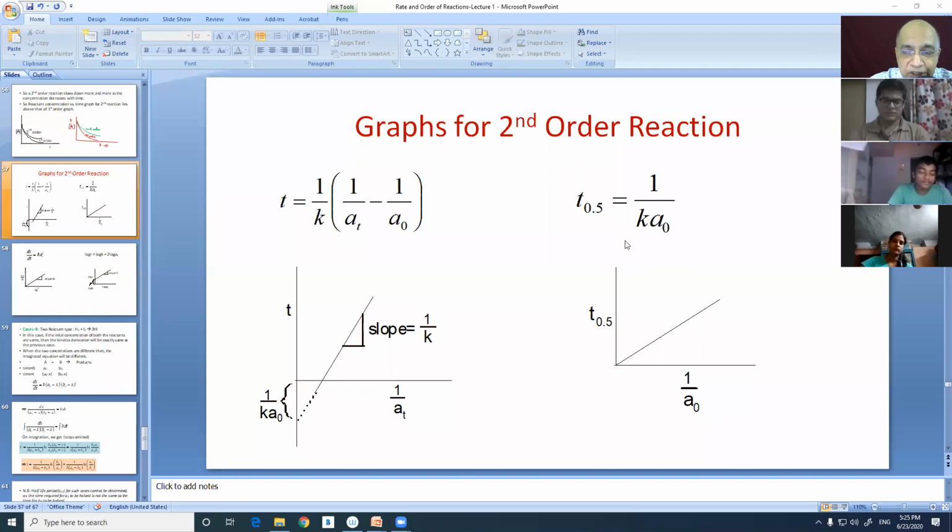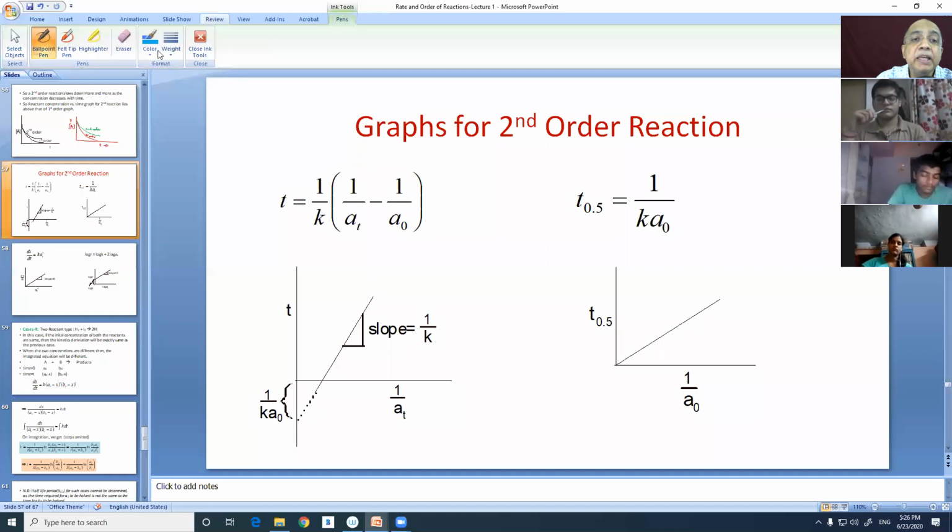So if you draw a graph of half-life period versus 1 by A0, then it will be a straight line passing through the origin, and the slope, let me draw because I have a pain in my hand, will be equal to 1 by k, and the reciprocal of that will give you the value of rate constant k.